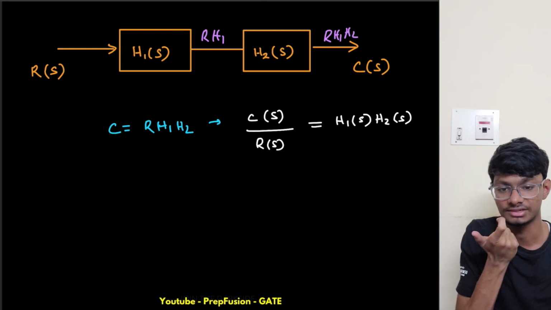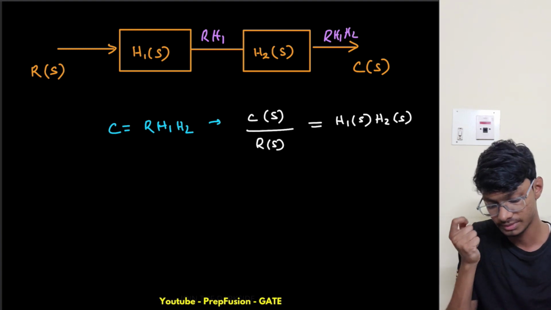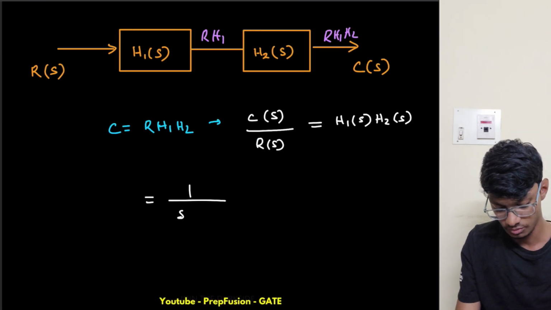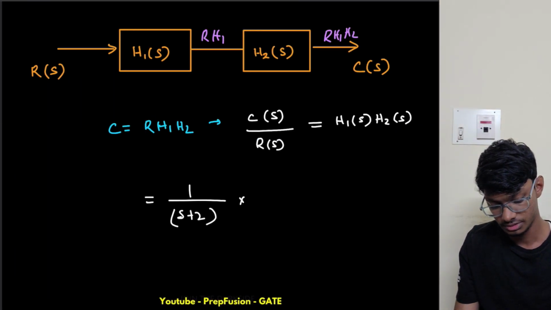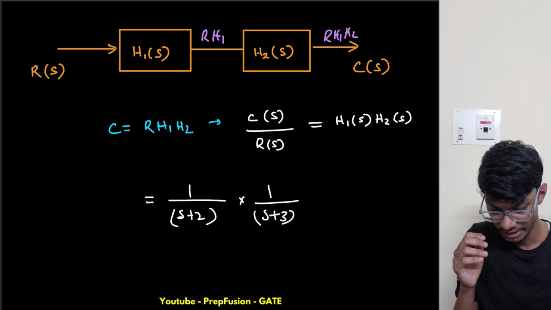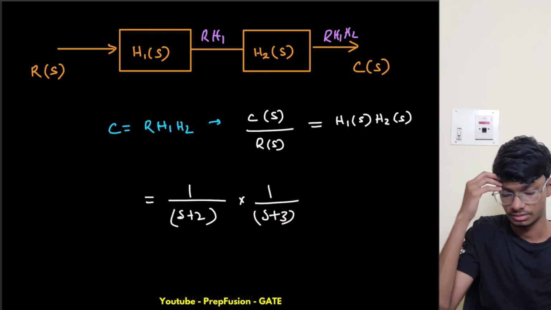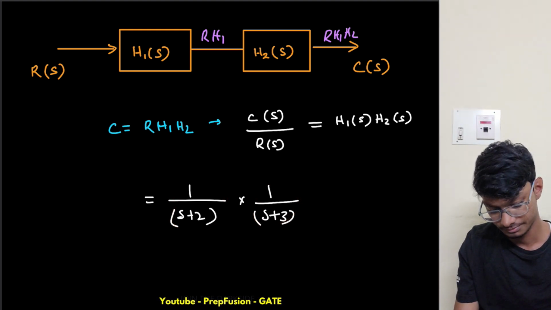In cascade, the transfer functions get multiplied. So what are H1 of s and H2 of s? H1 of s is 1 by s plus 2, and H2 of s is 1 by s plus 3. What we have to do: we have two blocks in cascade, so we simply convert each of them into CCF format and solve them individually in CCF format.